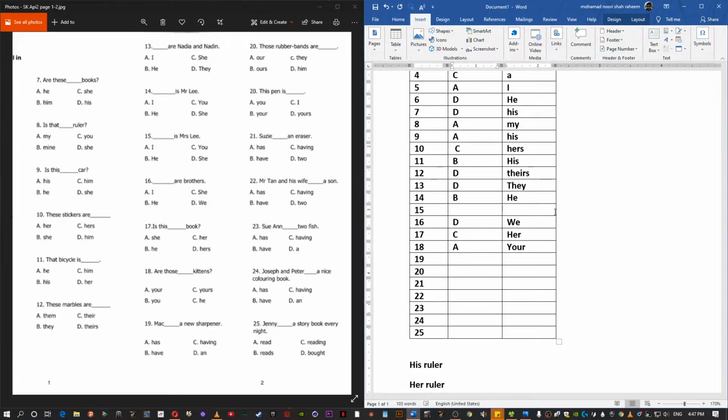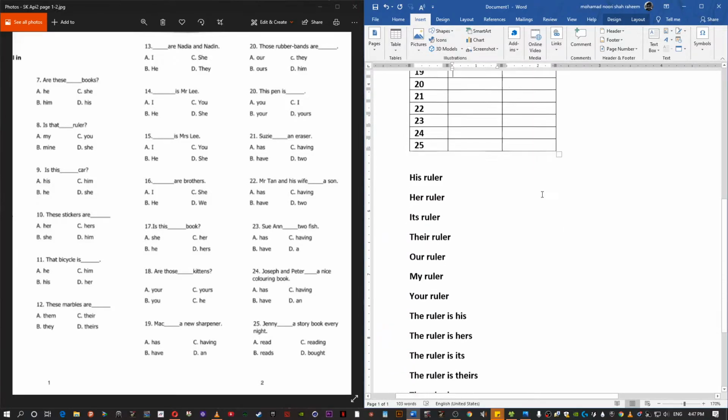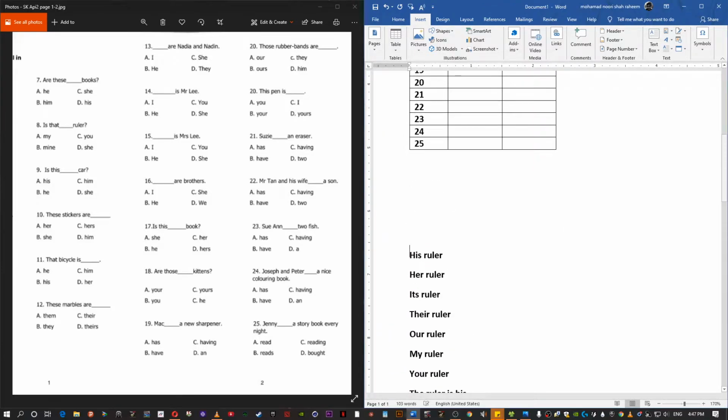Okay. 19. Mac. A new sharpener. Has, have, having, N. N to salah. Mac and a new sharpener. That is not right. So the clue, the answer might be has, have, or having. Alright, so apa maksud has sebenarnya? The original word is has. Okay, you need to understand that.